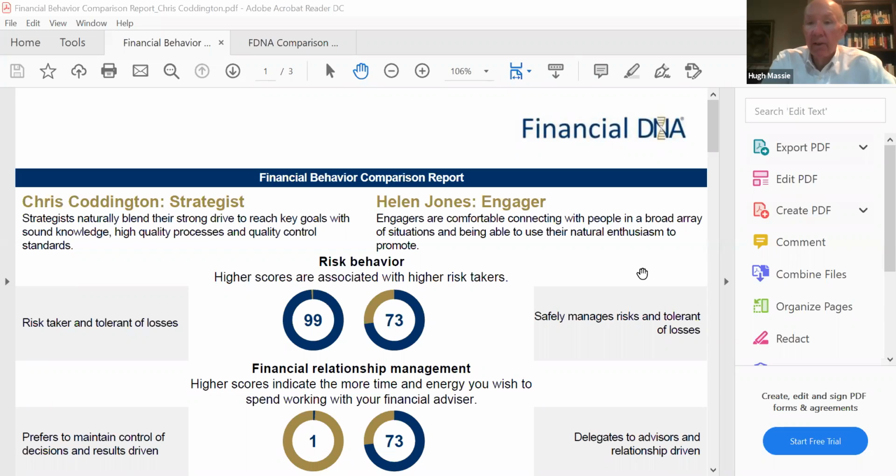The importance of looking at the comparison report is to bring out the differences between the client and the advisor, or between a husband and wife, or between family members. So in this setting, for the moment, it's Helen Jones as the client, she's the engager, and it's Chris Coddington as the strategist. And we've got the first of two comparison reports. This one is the financial behaviour comparison report. It's in one page. It's just meant to provide a snapshot. There is a more detailed comparison report I'll bring up in a minute.